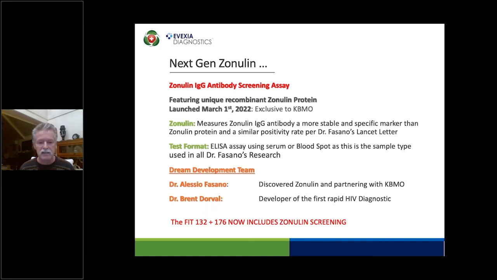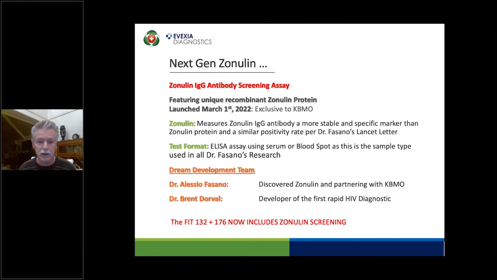The test format is, again, an ELISA assay. It uses serum or blood spot. And Dr. Fasano has also used these sample types in his research. The dream team, it should be Dr. Fasano. You can leave me out, but he discovered Zonulin and partnered with us. So very nice guy. And I was the developer of the first rapid HIV diagnostic back in 1995 when HIV was raging, and we cloned the first protein that was a universal protein for HIV type 1. And now pretty much everybody uses that protein in HIV diagnostics to this day.